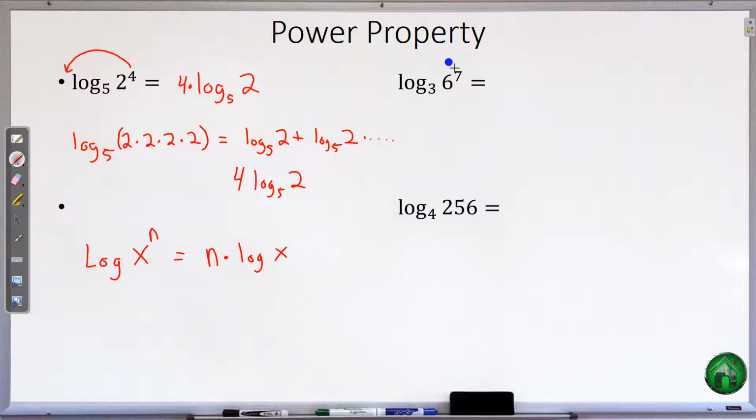So the 7 we can bring down in front. So 7 log base 3 of 6. All right, so here we're going to do a little bit more fancy stuff. Log base 4 of 256. 256 is 4 to the 4th power. So we can take this 4 and bring it out to the front.